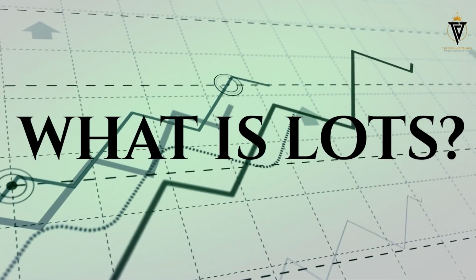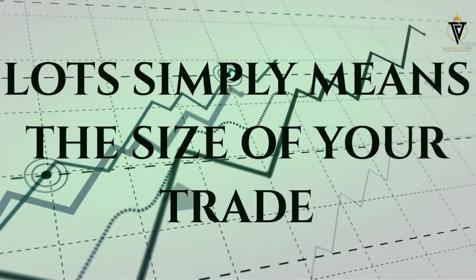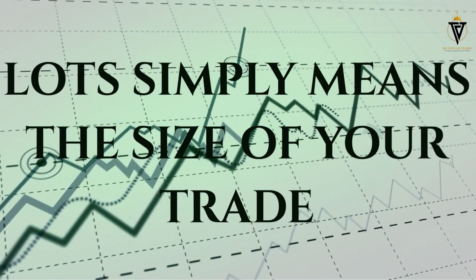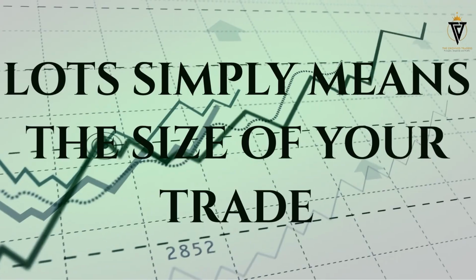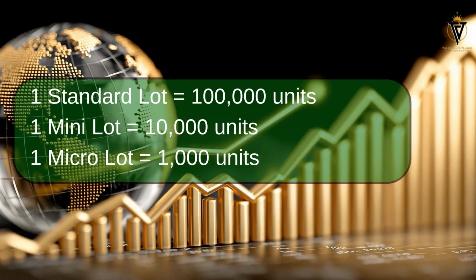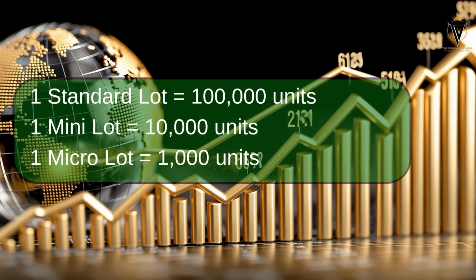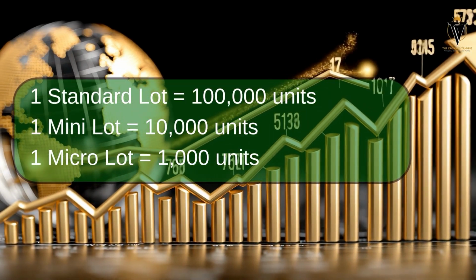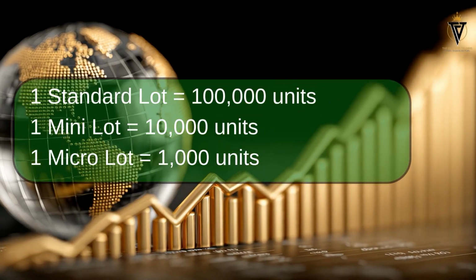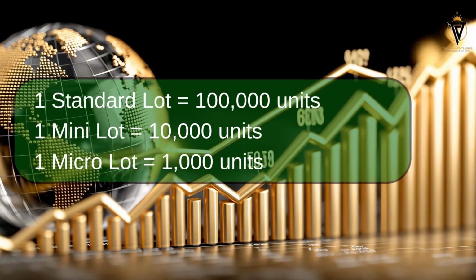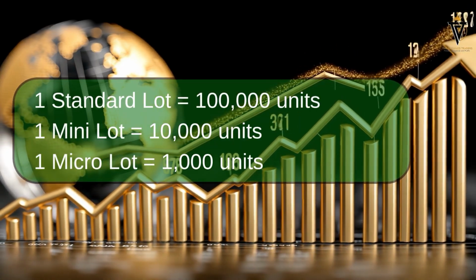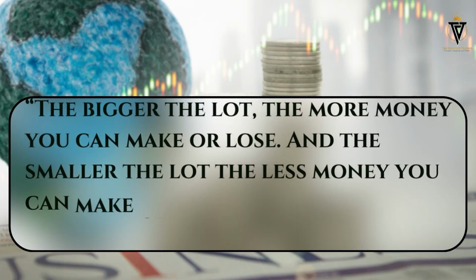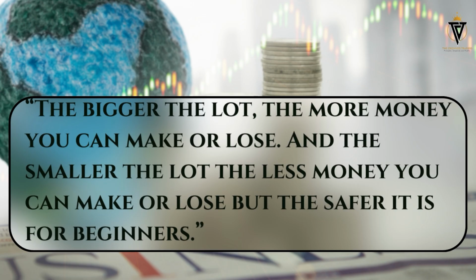Number 2. What is a lot? A lot simply means the size of your trade in Forex. So in Forex, one standard lot is equal to 100,000 units, while one mini lot is equal to 10,000 units, and one micro lot is equal to 1,000 units. You don't need to remember the numbers, just know this. The bigger the lot, the more money you can make or lose, and the smaller the lot, the less money you can make or lose, but the safer it is for beginners.